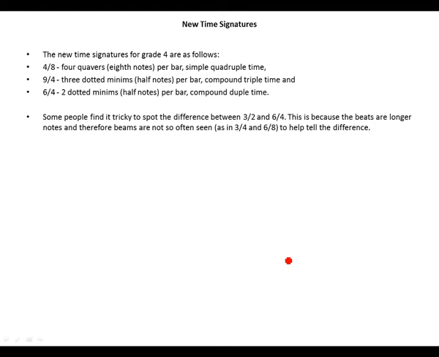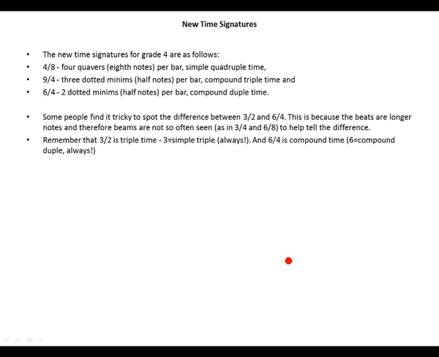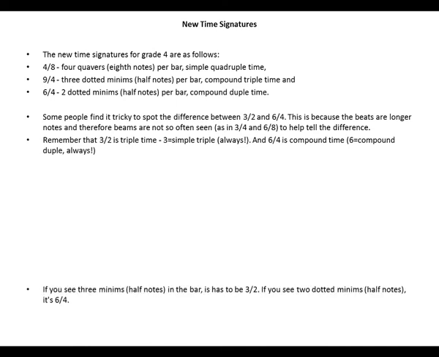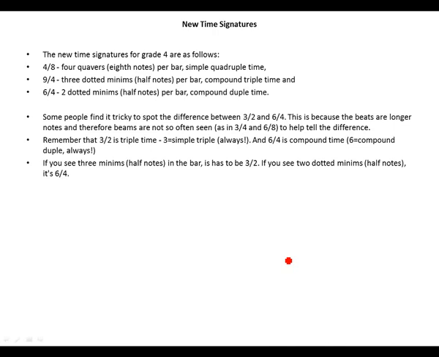Some people find it tricky to spot the difference between 3-2 and 6-4. This is because the beats are longer notes and therefore beams are not so often seen, as in 3-4 and 6-8, to help tell the difference. Remember that 3-2 is simple triple time and 6-4 is compound double time. If you see 3 minims, half notes, in the bar, it has to be 3-2. If you see 2 dotted minims, half notes, it's 6-4. 3-2 means 3 minims. 6-4 means 2 dotted minims.